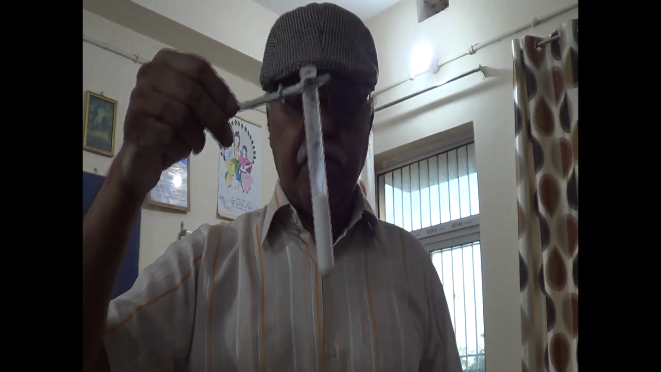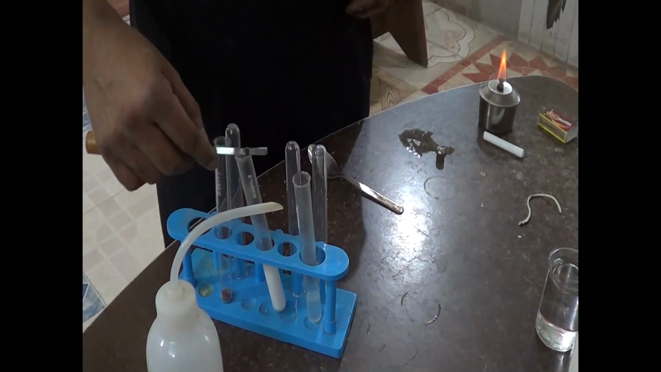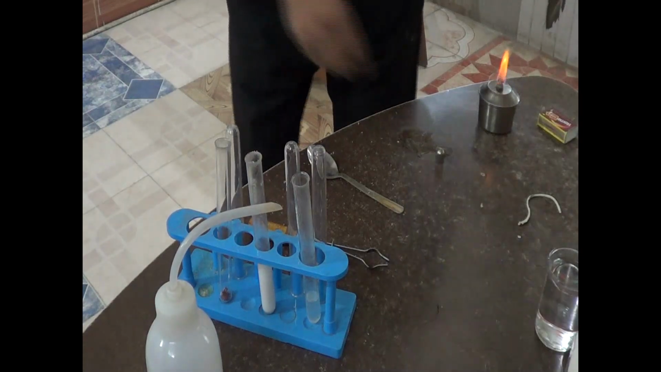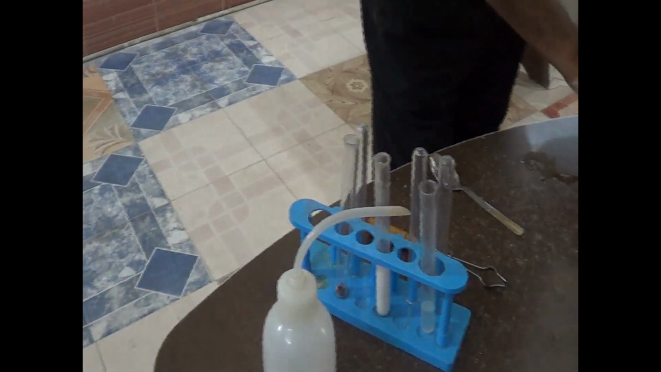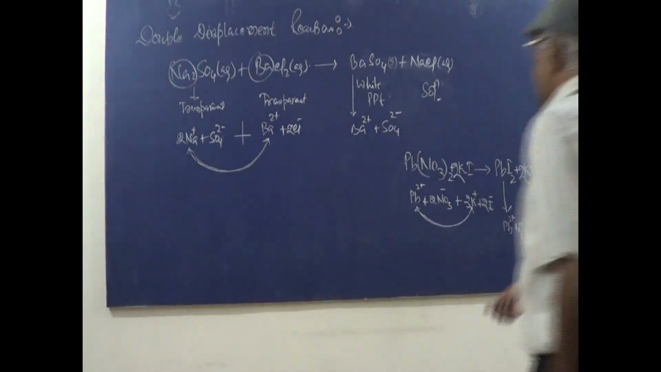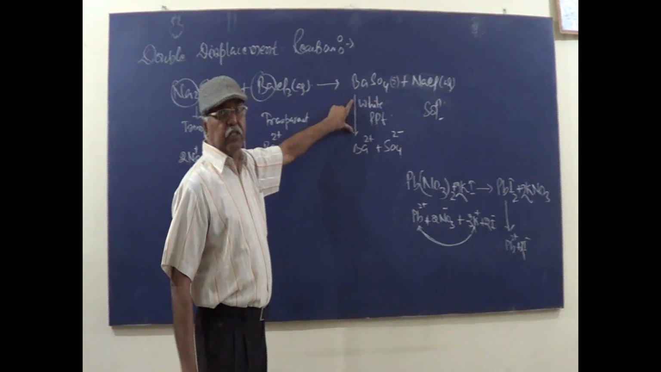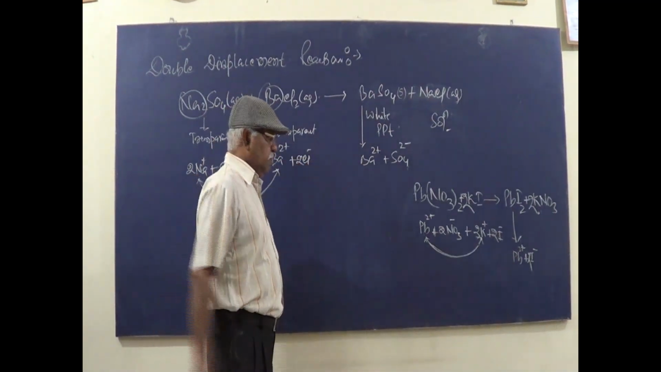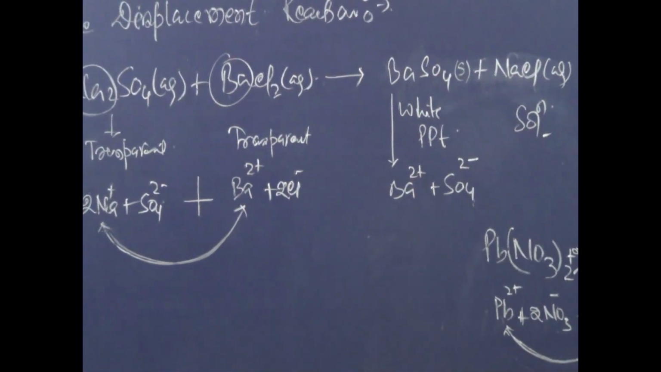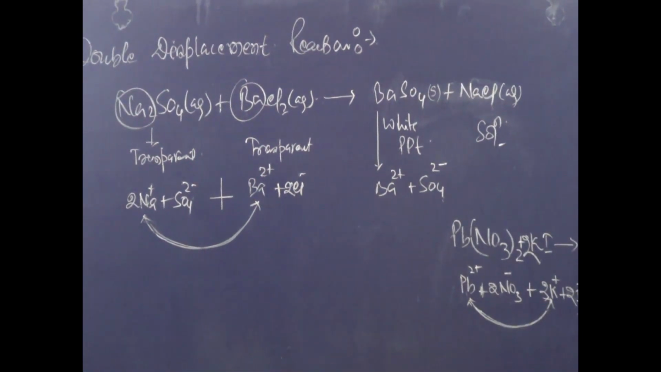Now you can see this in front of you. We have made it. Children, now you have seen that a white precipitate of barium sulfate is formed. Now please write both chemical equations. We will explain the next part. We are going to teach you another part of that.